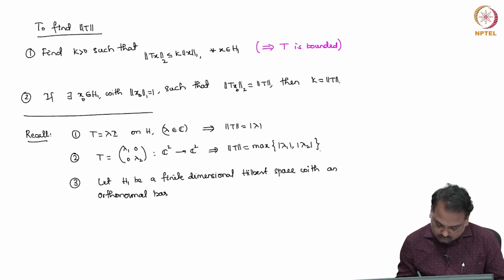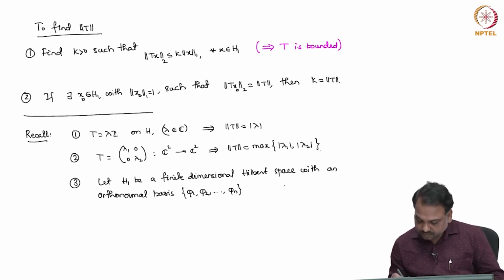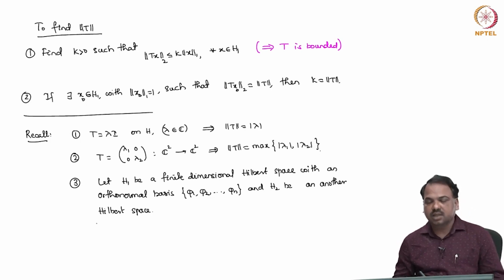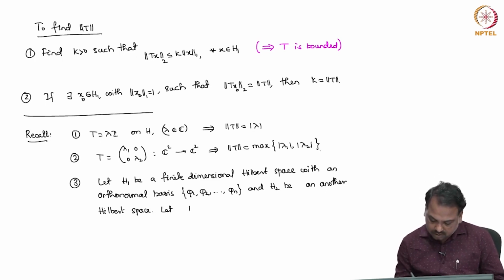Let us call them phi 1, phi 2 to phi n. So the dimension of H1 is n, and H2 is an arbitrary Hilbert space. Let H2 be another Hilbert space. Of course, both are complex Hilbert spaces. So let us take a linear map. Let T from H1 into H2 be linear.